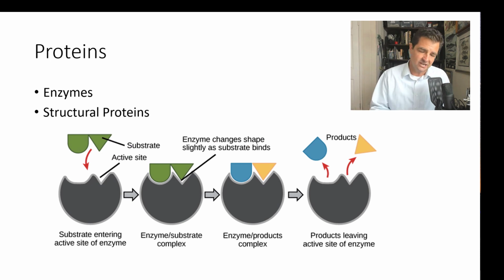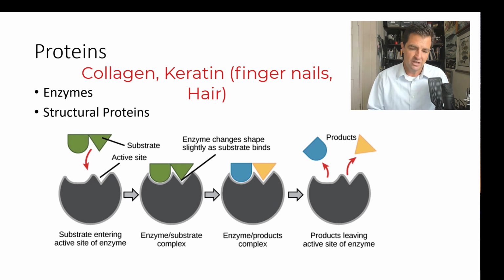In addition to enzymes, we also have structural proteins, and examples of those might be collagen, which is used throughout your body in tendons and ligaments and things like that, and also keratin, which is a major component of your hair and your fingernails.